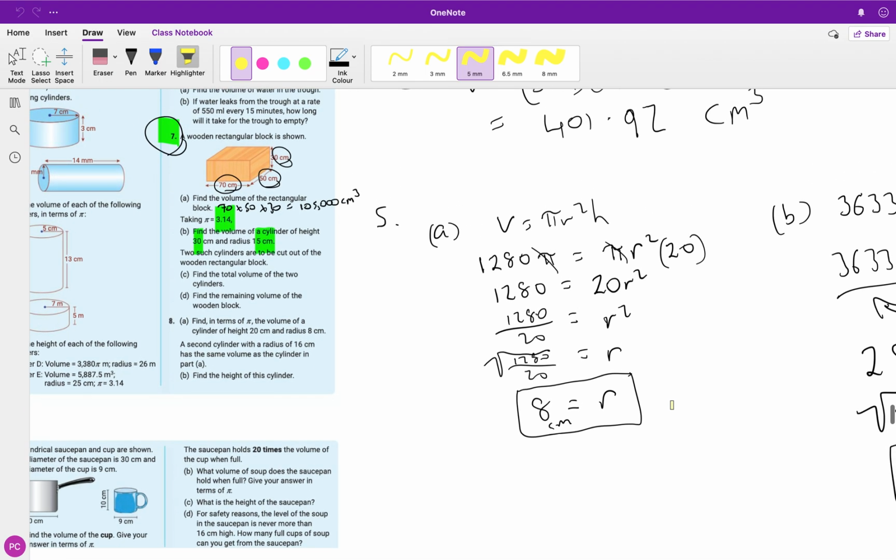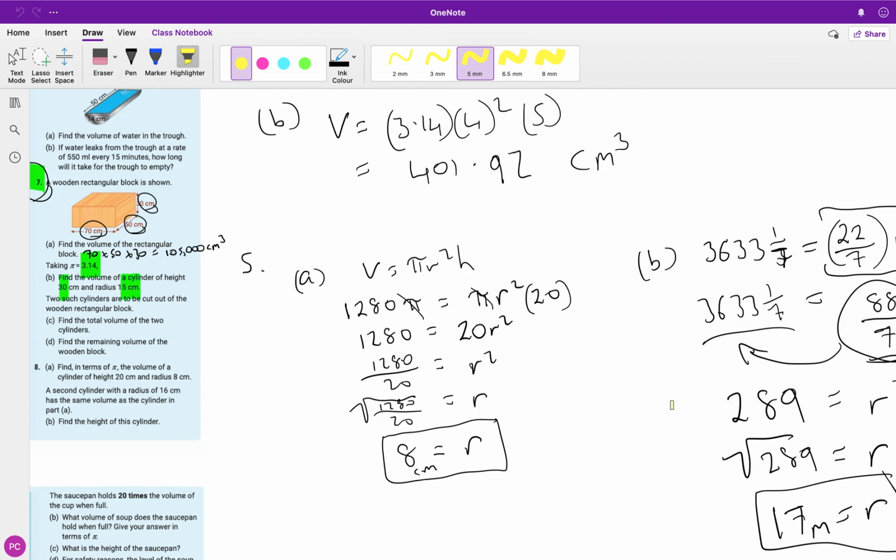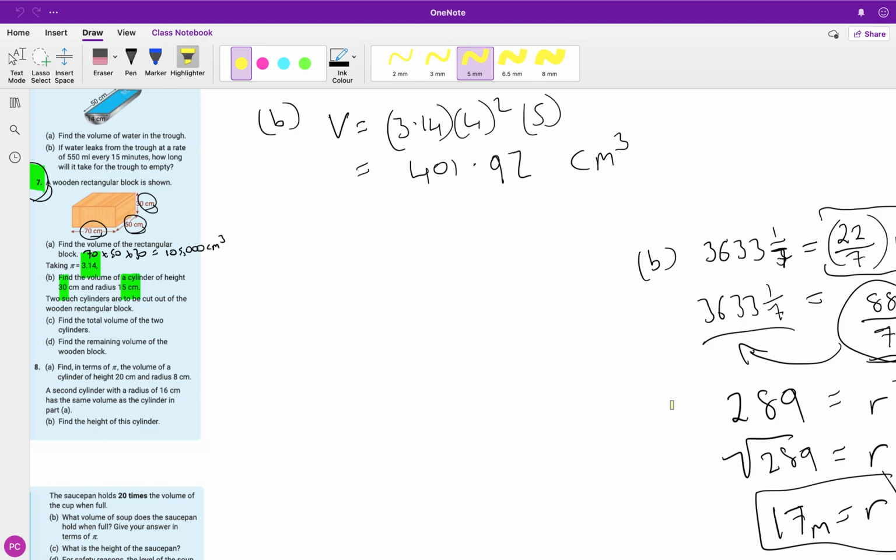I'm going to find a spot to do this. Okay, you have it in the video, so I'm going to get rid of question 5a here. So same formula, using the same formula again. What we're going to do is find the volume of a cylinder of height 30 and radius 15. Our volume is pi r squared h, so our volume is going to be 3.14 for pi, radius squared is going to be 15 squared, multiplied by the height, which is 30.